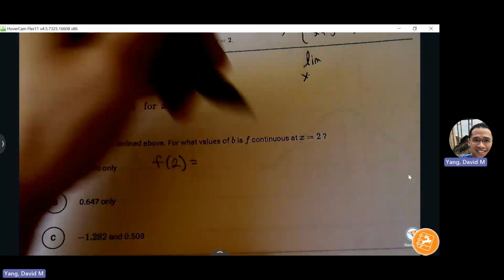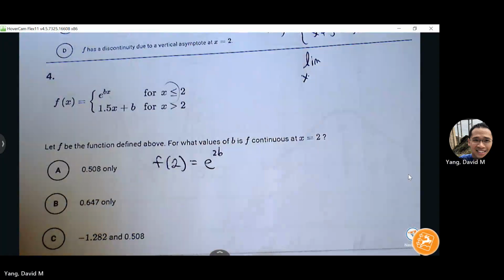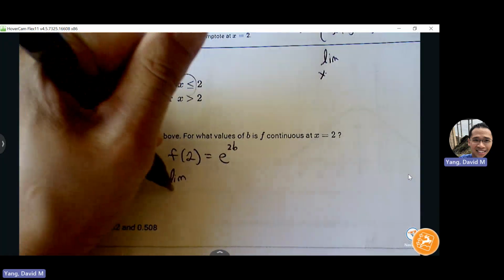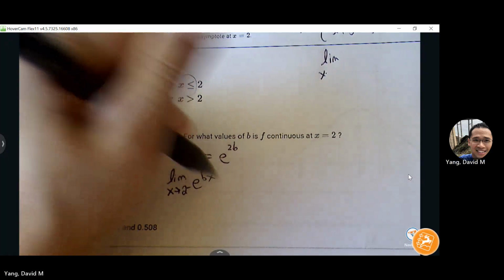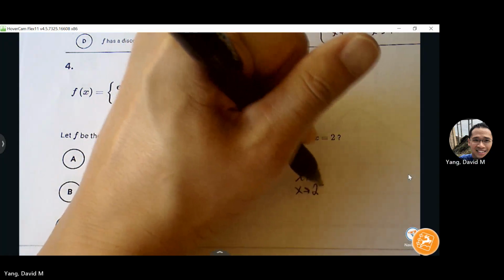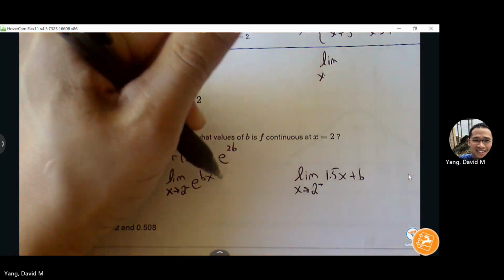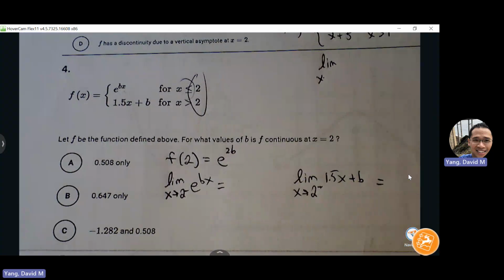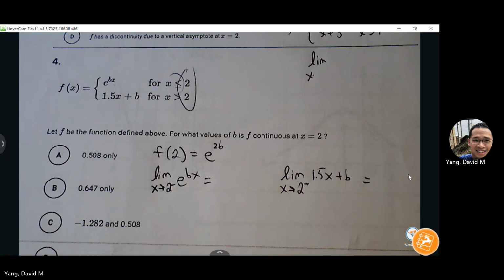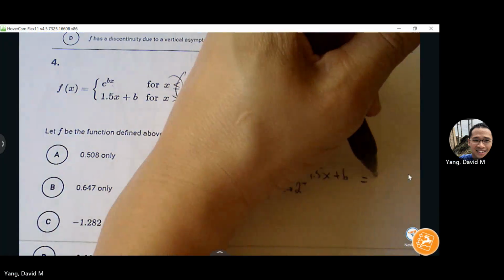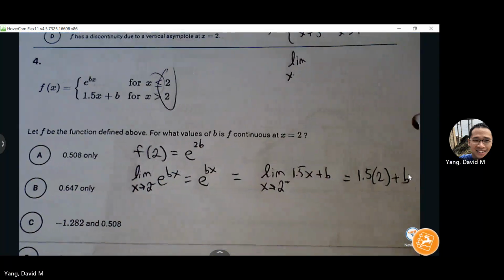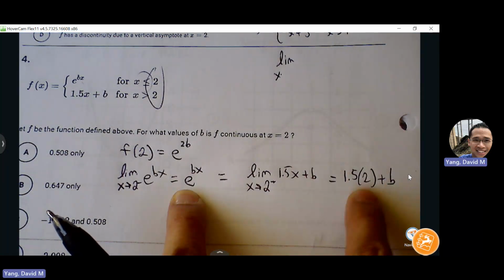F of 2, that's talking about the first piecewise, so e to the 2b, where b is just some unknown number that eventually we're going to solve. Limit: we have split functions here, so we're going to do approaching 2 from the left and also approaching 2 from the right, because that's where the potential break could occur. If we want this limit to exist, we need e to the bx to equal the other piece, 3 plus b. These have to be in agreement.